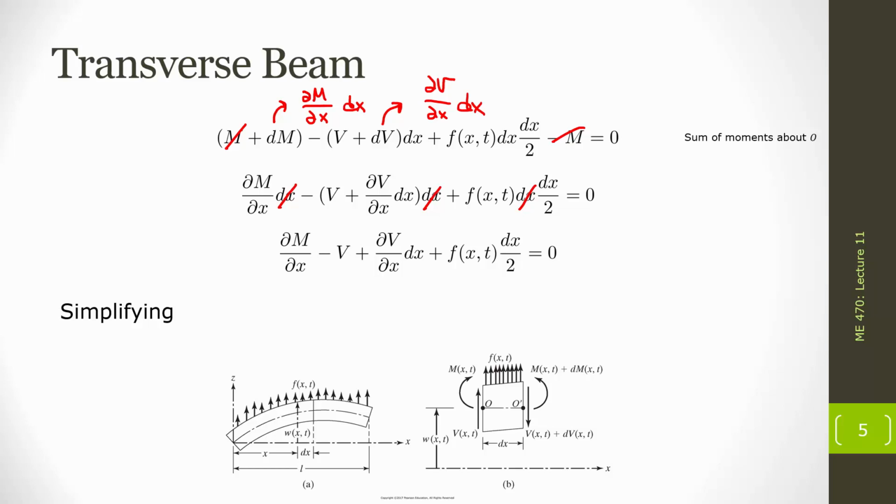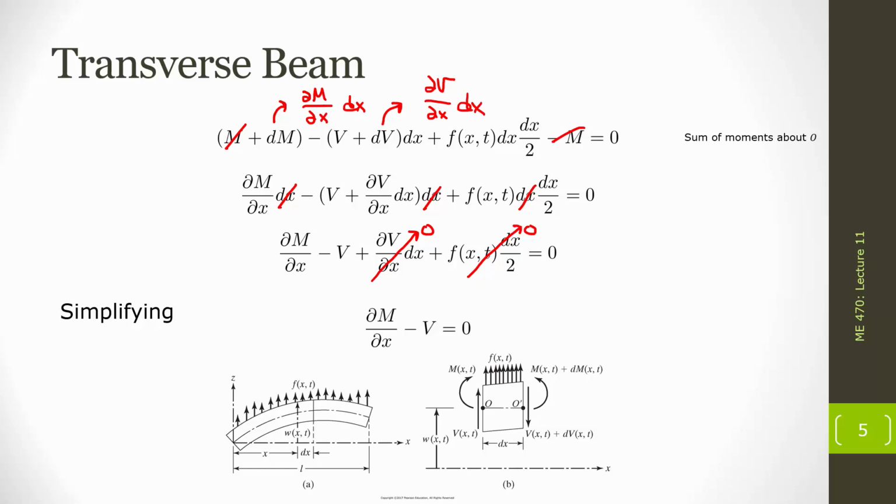I'm going to say that because dx is going to be very small, I can actually get rid of the terms that still have a dx attached to them. So this term, because it's being multiplied by a dx, is going to be relatively very small compared to terms that are not being multiplied by dx. And the same idea here, this term is going to be relatively negligible compared to that del m del x and the negative v term. So with further simplification, the sum of moments around point O is going to reduce to del m del x minus v is equal to 0.